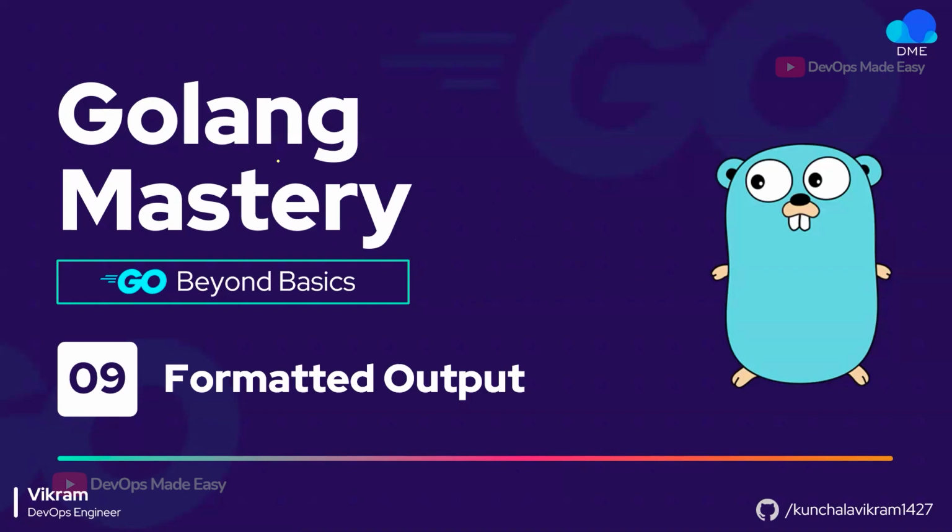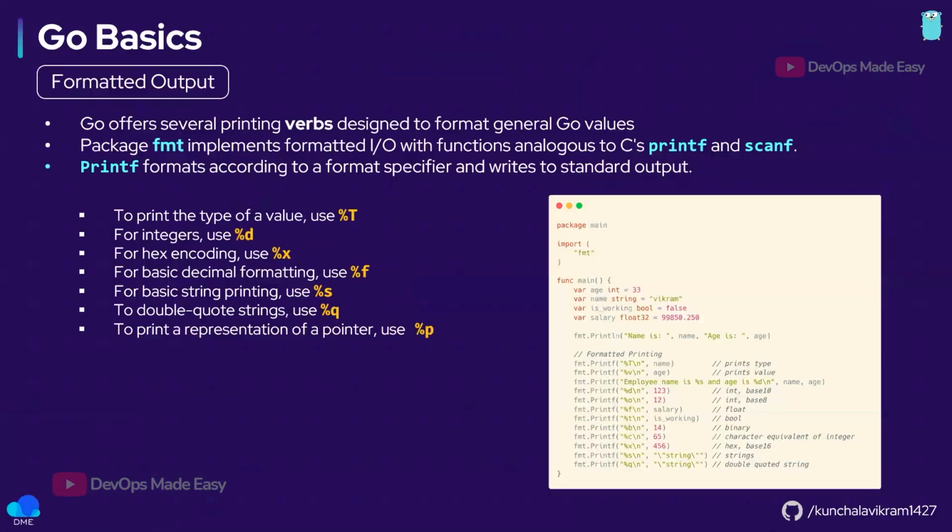In this video, we will see how to format outputs in Golang. In case you're trying to print a variable or a constant using the print function, we can actually format that print into various formats. So Go basically supports several printing verbs designed to format any Go values. The package fmt is responsible for implementing formatted input output with functions that are analogous to C's printf and scanf.